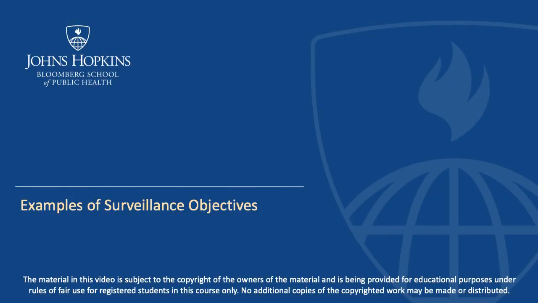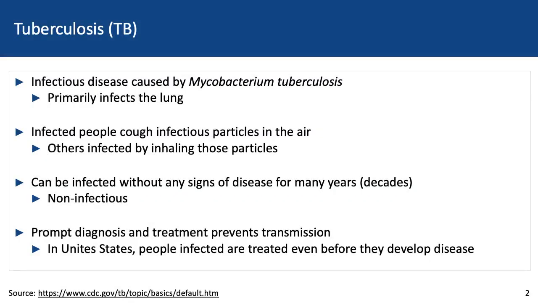Now, let's talk about some specific examples of surveillance objectives. First, we're going to talk about surveillance objectives within the context of tuberculosis. Tuberculosis is an infectious disease caused by Mycobacterium tuberculosis.